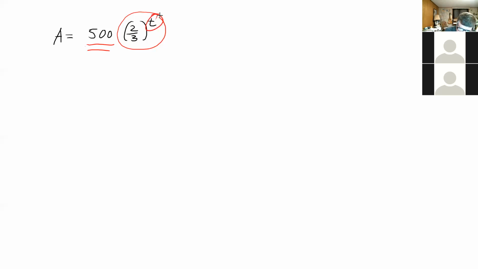Well, if t is 0, what's 2/3 to the 0 power? 1? What's 1 times 500? 500. Right. So 500 is the starting value. Okay.